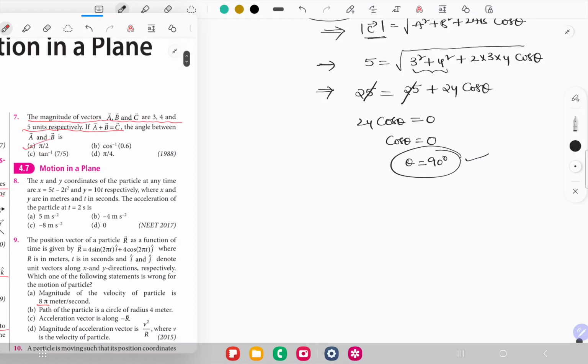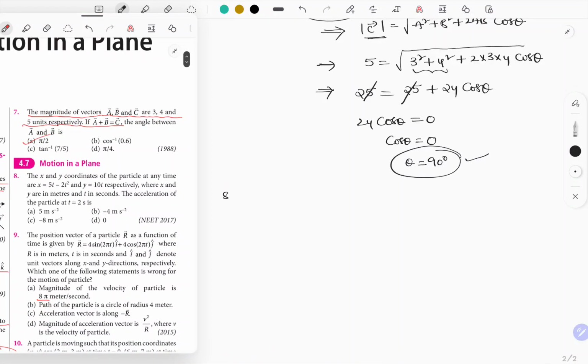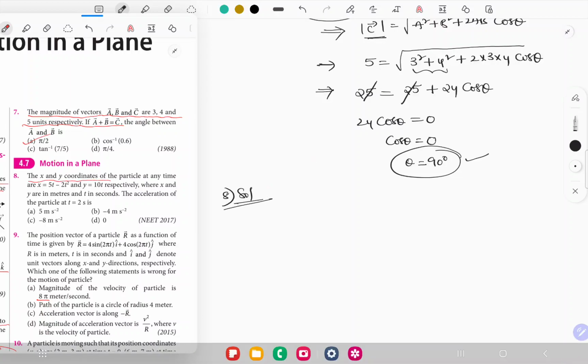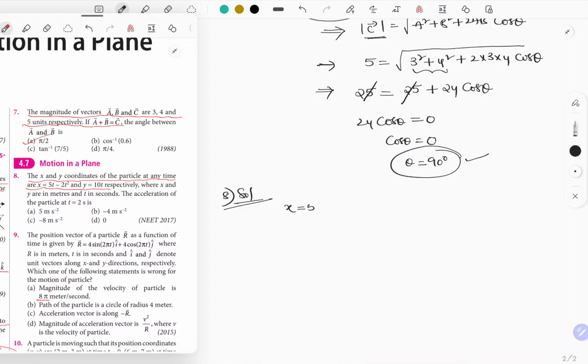Super. Next. Question number 8. In question number 8, what they are asking? Try to observe. The x and y are coordinates of the particle at any time t, where x is equal to 5t minus 2t square and y is equal to 10t. That means position of the particle is varying in both dimensions, not only in x direction, it is varying in y direction also. It is like object is moving in a plane. That is the meaning of this representation.